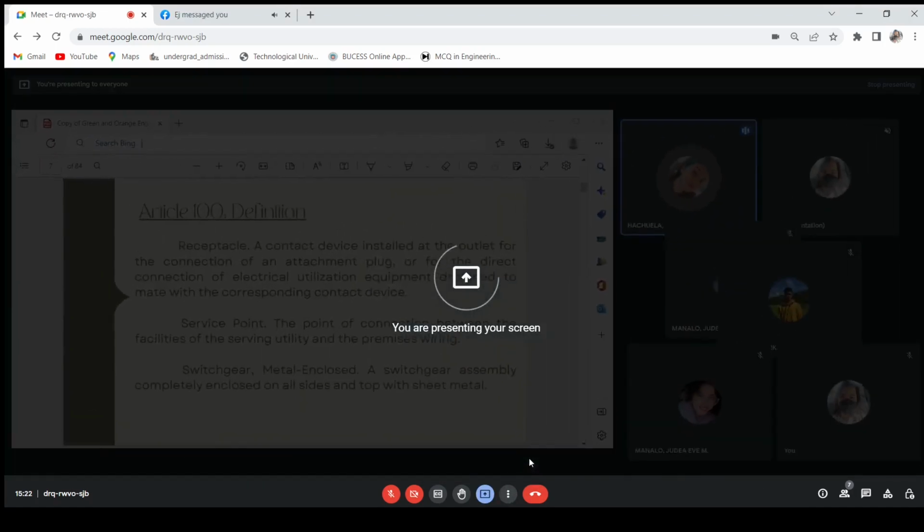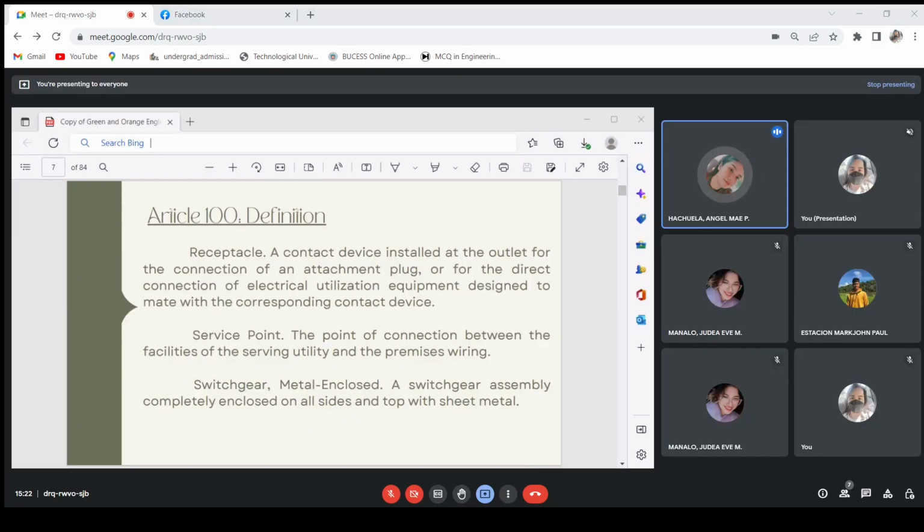For a clear explanation about that, a single receptacle, also called a single outlet or a single electrical socket, is one which receives only one electrical plug. So it differs from a standard residential receptacle which usually has room for two plugs. Next is service point, the point of connection between the facilities of the serving utility and the premises wiring. So the service point can be described as the point of demarcation between where the serving utility ends and the premises wiring begins. The serving utility generally specifies the location of the service point based on the conditions of service. So yung meaning ng demarcation is the marking of the limits or boundaries of something.